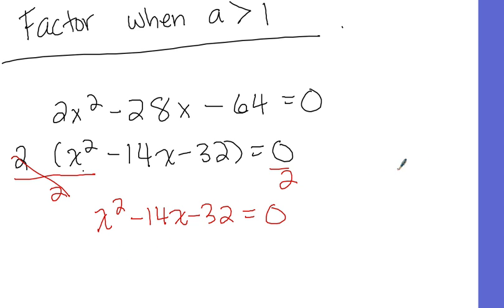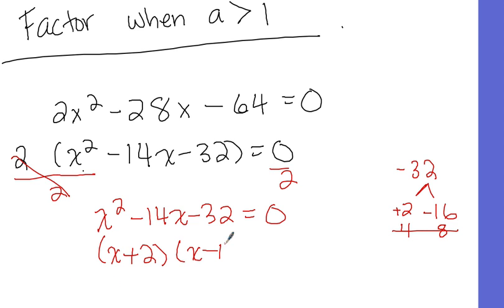So I have x squared minus 14x minus 32 equals 0. Let's find factors of negative 32 that add up to negative 14. I'm just going to guess: 2 and 16, 4 and 8. Looks like 2 and 16 might work. If both are positive, they won't multiply to negative 32, so one of them has to be negative. Negative 2 and positive 16 sum to positive 14, but I need negative 14, so let's do positive 2 and negative 16. So x plus 2 times x minus 16.